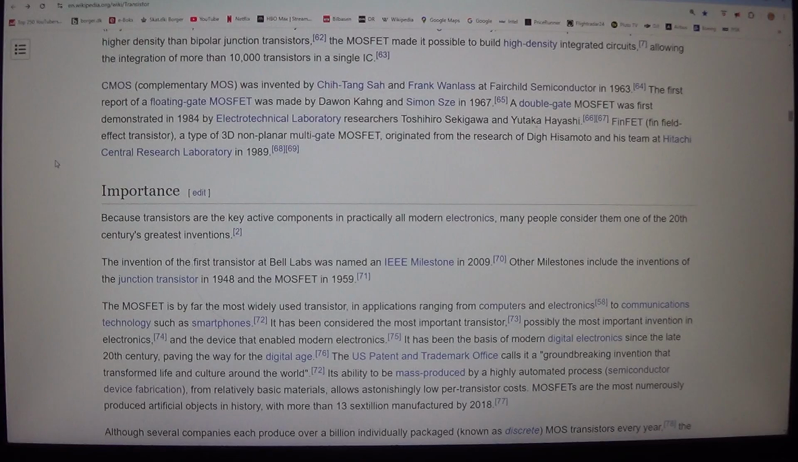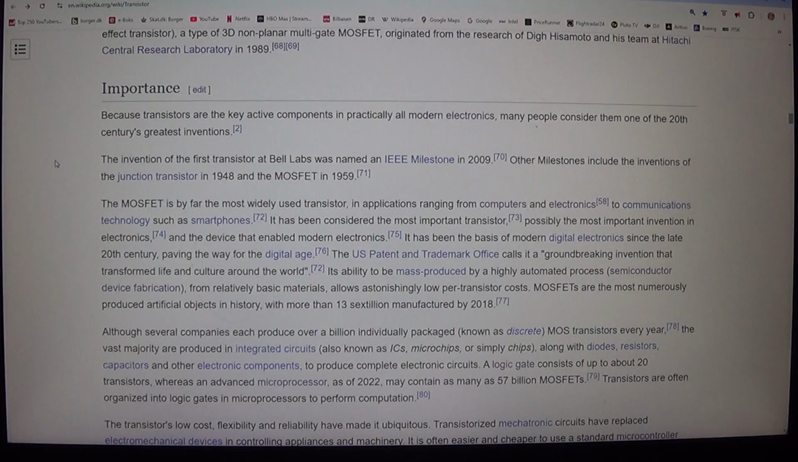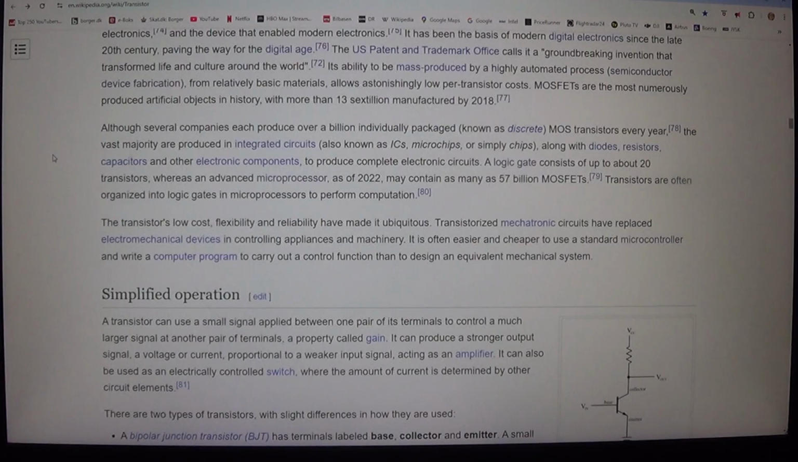Importance. Because transistors are the key active components in practically all modern electronics, many people consider them one of the 20th century's greatest inventions. The invention of the first transistor at Bell Labs was named an IEEE milestone in 2009. Other milestones include the inventions of the junction transistor in 1948 and the MOSFET in 1959.